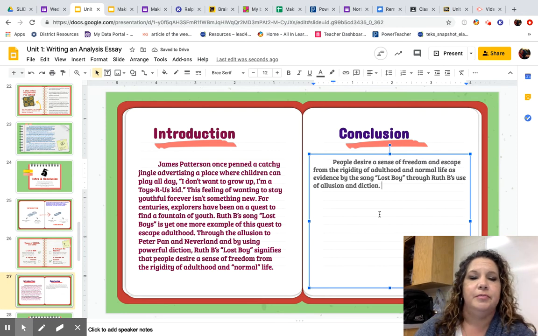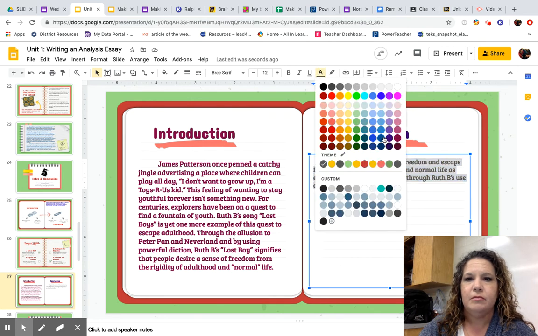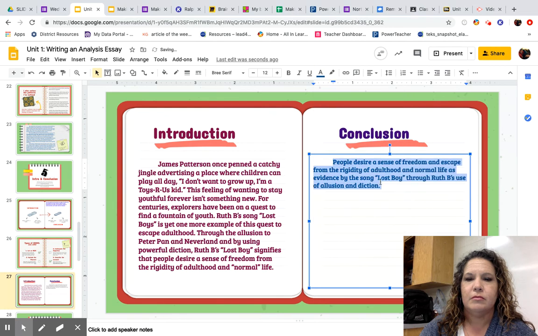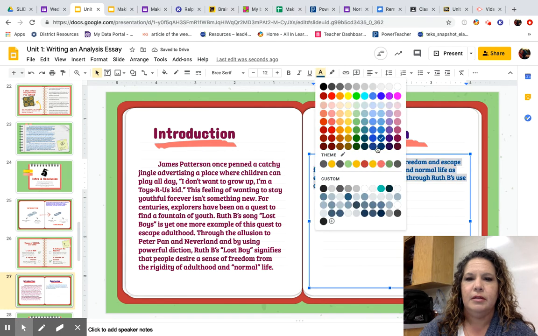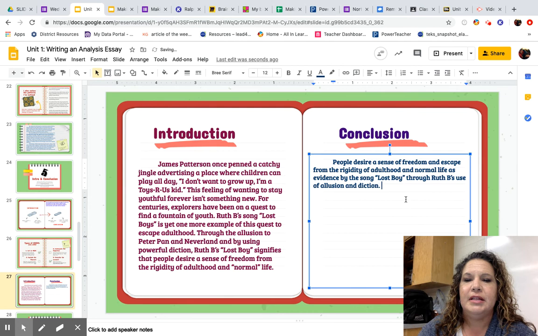Let's compare the two. On the left-hand side, through the allusion to Peter Pan and Neverland and by using powerful diction, Ruth B's Lost Boys signifies that people desire a sense of freedom from the rigidity of adulthood and normal life. And on the right-hand side, let's make the color font match just because I'm OCD. Nope, not the right one. Let's go down one. There we go. People desire a sense of freedom and escape from the rigidity of adulthood and normal life, as evidenced by the song Lost Boy through Ruth B's use of allusion and diction.